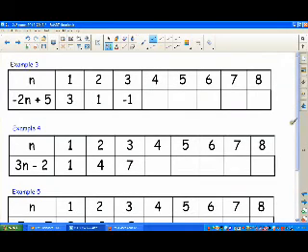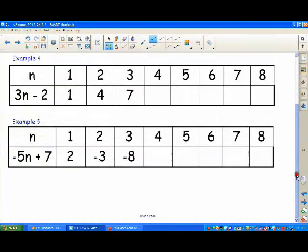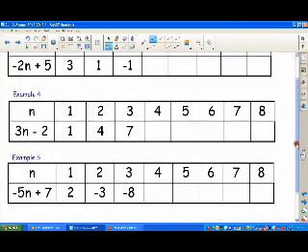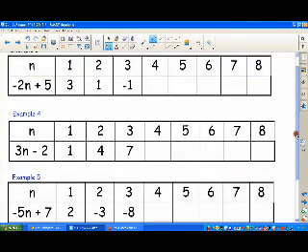Okay, so these next 3 examples, I'm going to save these for class. If we'd like to see them again, just let me know and we'll go over these 3 together.